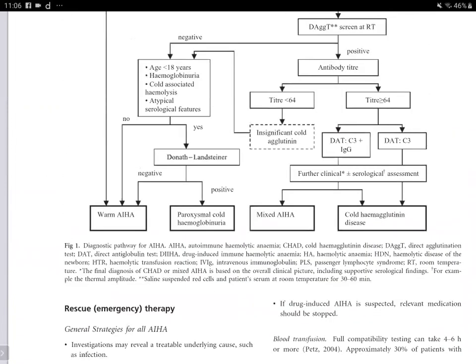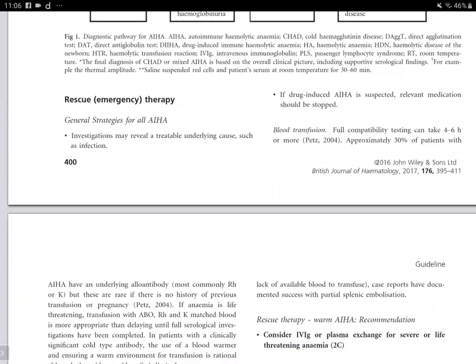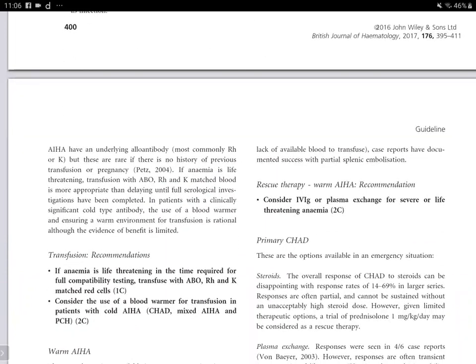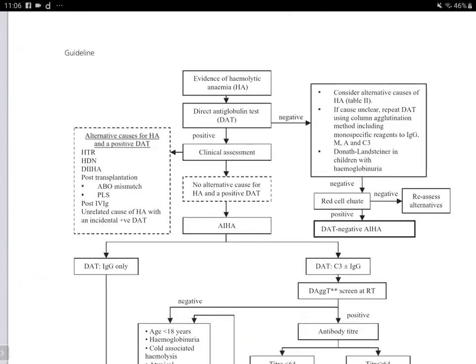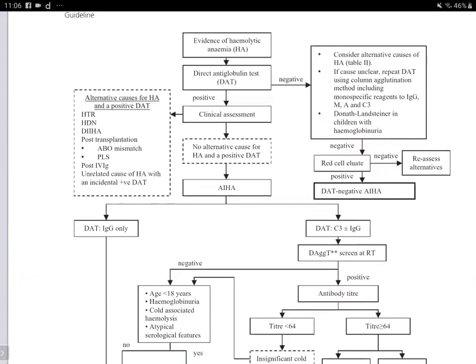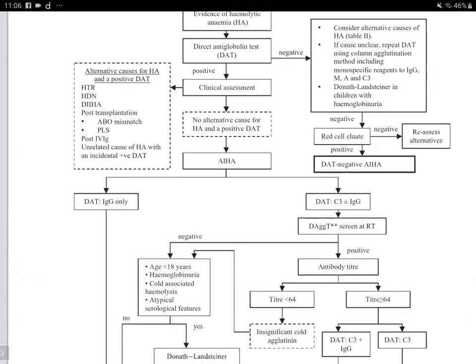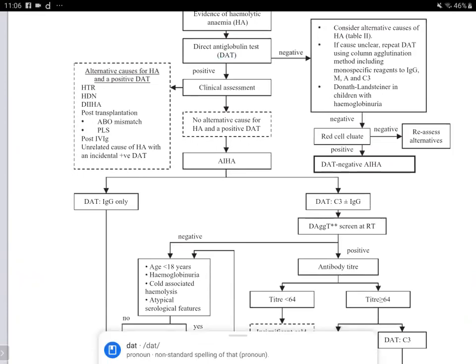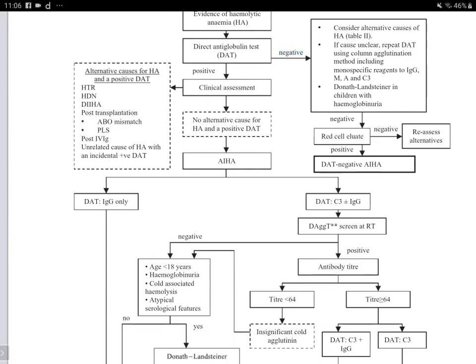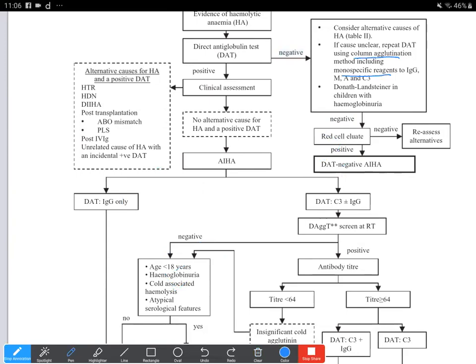We had just gone up till the emergency management last time, and this chart is something that we had done. I just wanted to elaborate that there can be causes of false negatives. We need to rule out false negatives by doing the column agglutination test, the monospecific reagents, the Donath-Landsteiner test, and then the red cell eluate. If these are negative and the red cell eluate is positive, then these are DAT negative autoimmune hemolytic anemias.